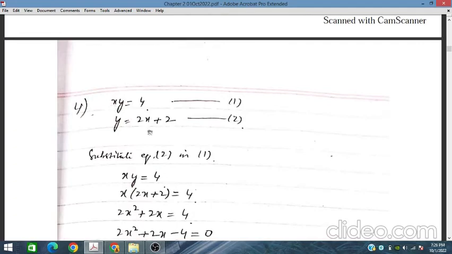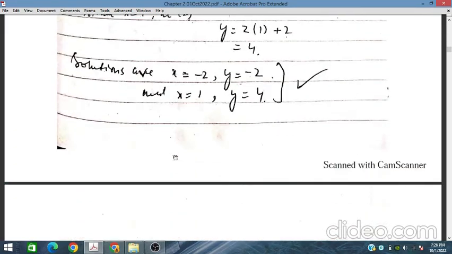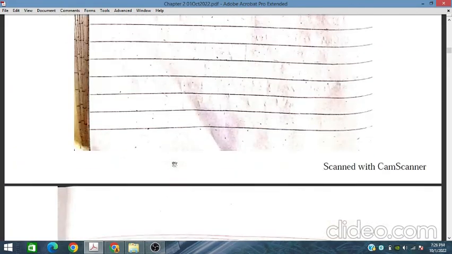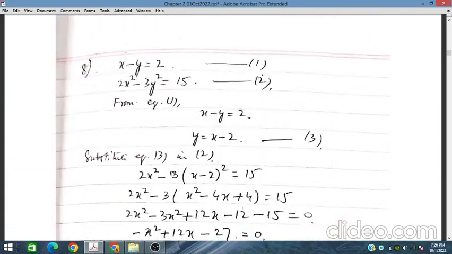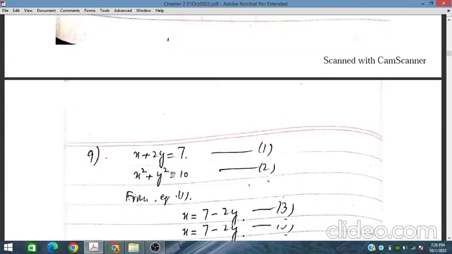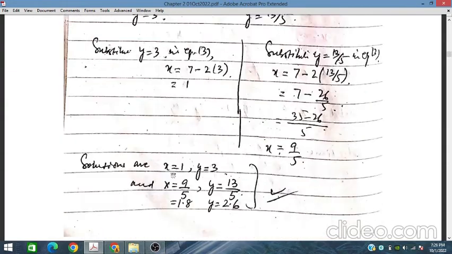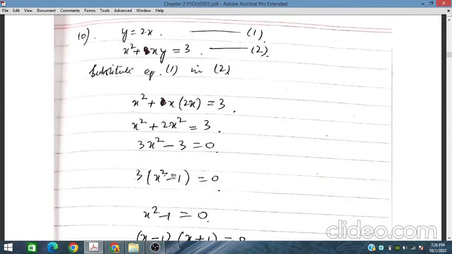So again, 4th problem, 5th, 6th, 7th, 8th, 9th and 10th. Let's see this problem.